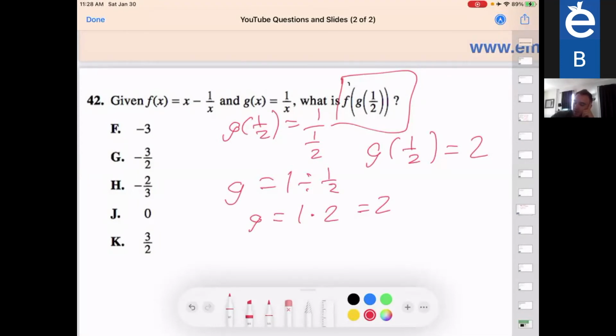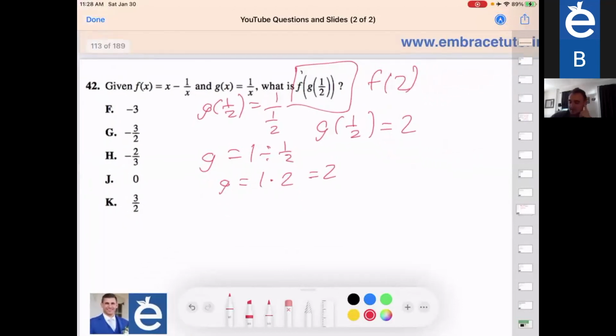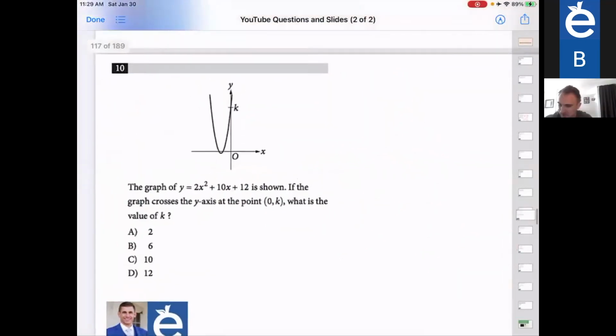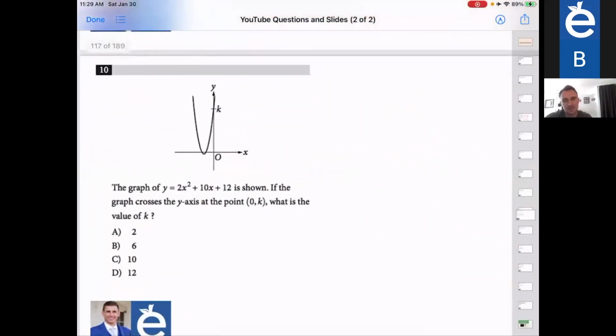So what we're doing now is finding f of 2. So now I need my f equation. It says given f of x is equal to x minus 1 over x. So f of 2 will be equal to 2 minus 1 over 2. Solving for that, 2 in terms of halves would be 4/2 minus 1/2 gives me 3/2. That is my answer. Let's look here, page 117, number 10.